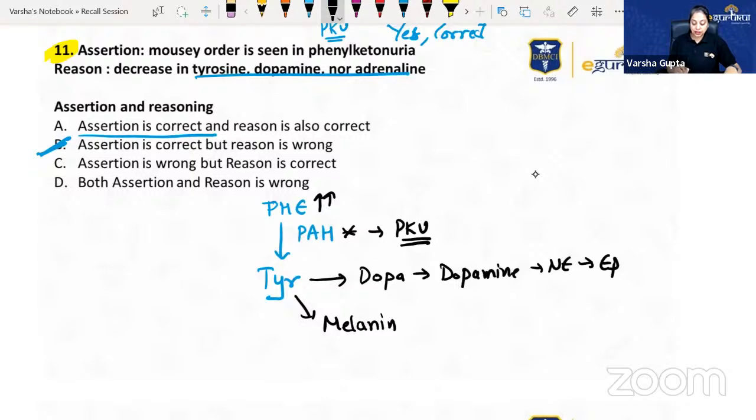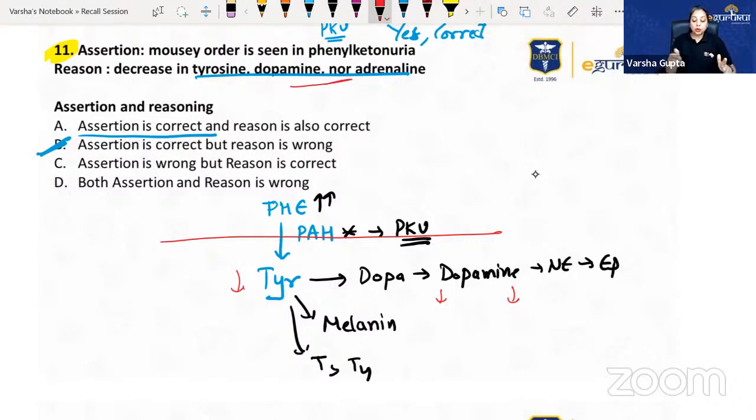We have done this in class, and also the thyroxine hormones T3, T4. Okay. So if this is halted, if this is not taking place, definitely everything related to this is going down, which is true. Dopamine, norepinephrine, epinephrine, whatever was there, it is gonna go down. I don't know whether it was adrenaline or what, but now you know how you are gonna make things out.